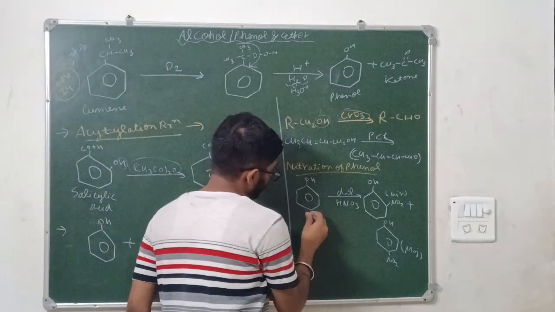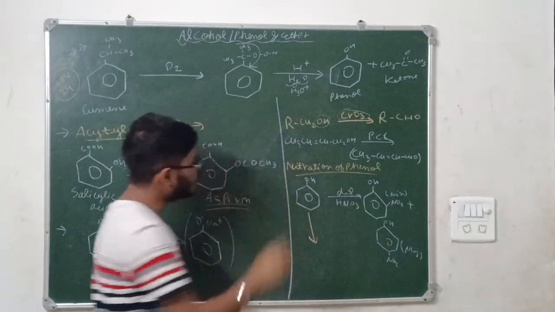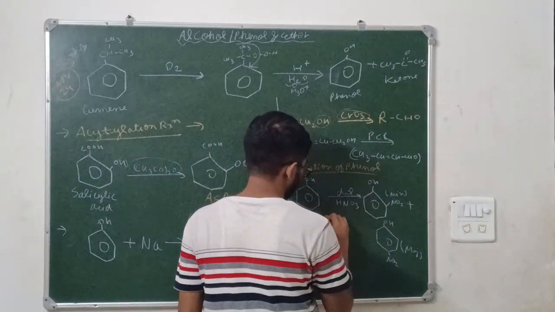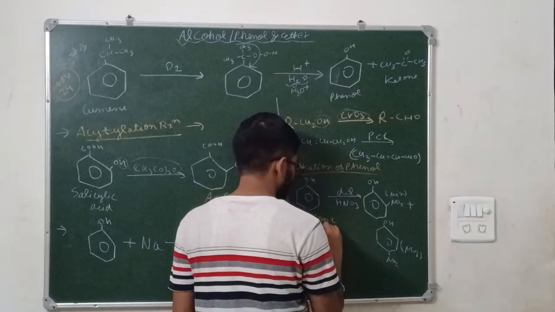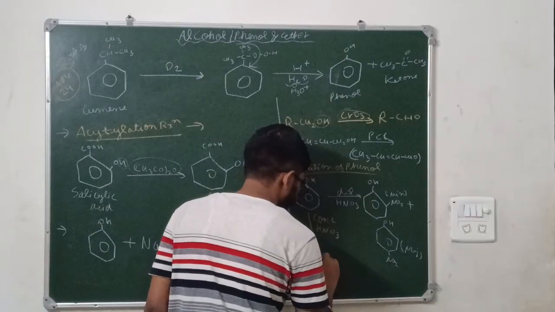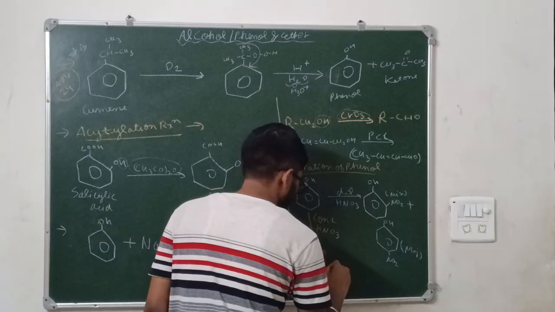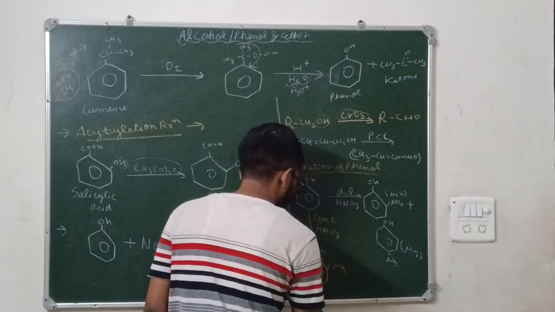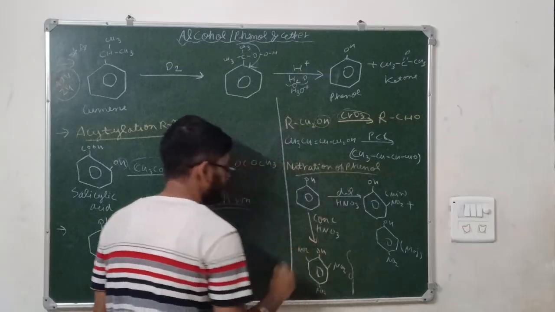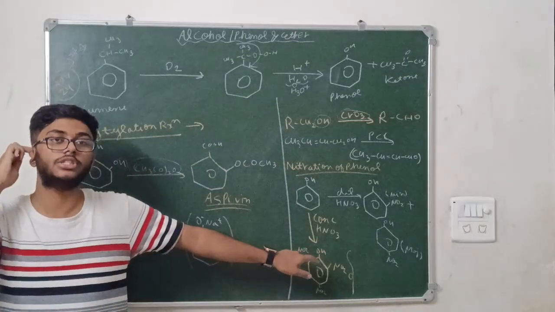Now, what if you add conc HNO3 here? This is the phenol. This was dilute, and now this is conc HNO3. If you add conc HNO3 here, what is the product made? This will make this product. What is this? Do you remember we studied this in the previous video? Picric acid.